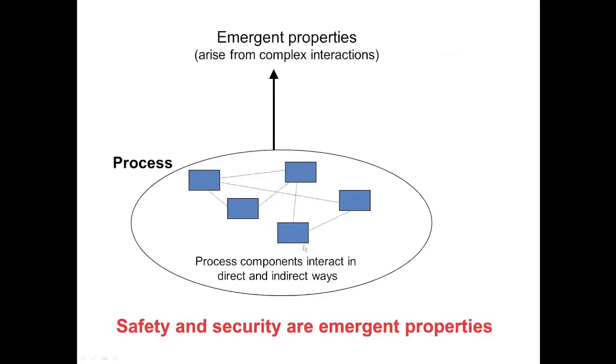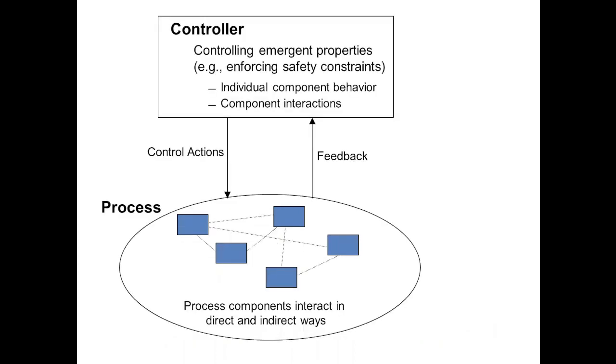So let me show you this diagrammatically. Here are some components. Here's a process, with some individual components, and they interact in direct and indirect ways. And in their interaction, these emergent properties arise from complex interactions between them. Safety and security are both emergent properties. If I show you a valve and I say, I'm going to use this valve in my car, will the car be safe? Well, I don't know. I can tell you whether that valve is reliable, whether it satisfies its requirement specification, because reliability is a component property, but safety is not. I can't tell you. It depends on what we're doing with that valve and how it interacts with the other components in the car. So what do you do for emergent properties?